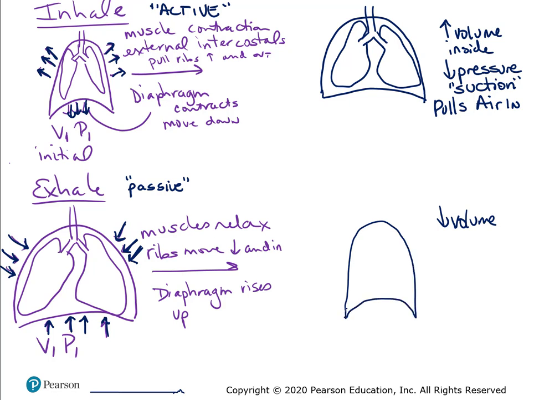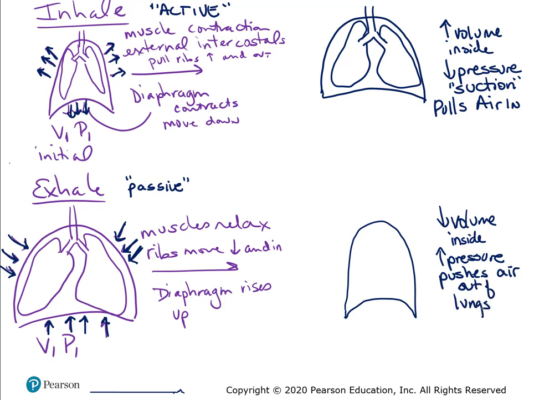So what's that going to do to the pressure inside? That's going to increase the pressure. See how they're opposite. Positive pressure is the push. That's what actually blows air out. So that increase in pressure pushes air out of the lungs.